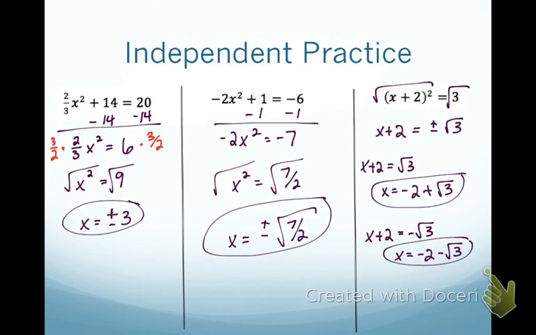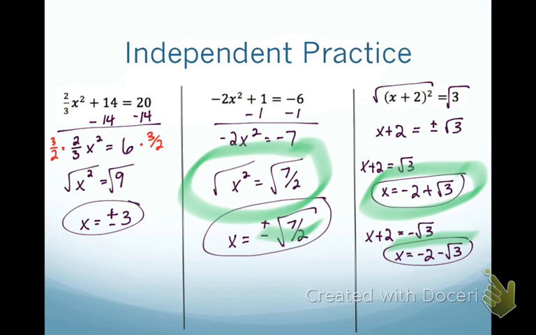Okay, so as you see, I have the 3 problems done. Couple things to note is on the middle one, the 7 over 2 didn't simplify, and that's fine. You can just leave it as the square root of 7 over 2. This other one, the one on the right, notice I put the plus square root of 3 in the back. You may have had that in the front, but it's okay if it's in the back. Normally that's the best way to write it with the whole number in the front.